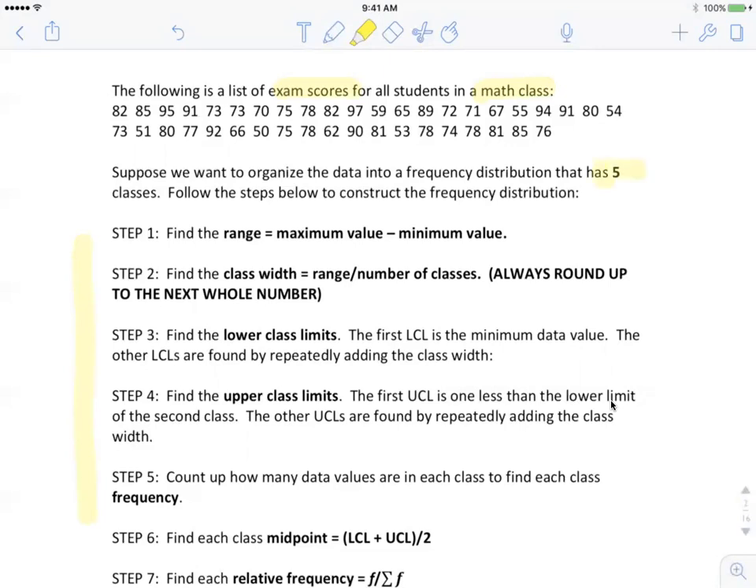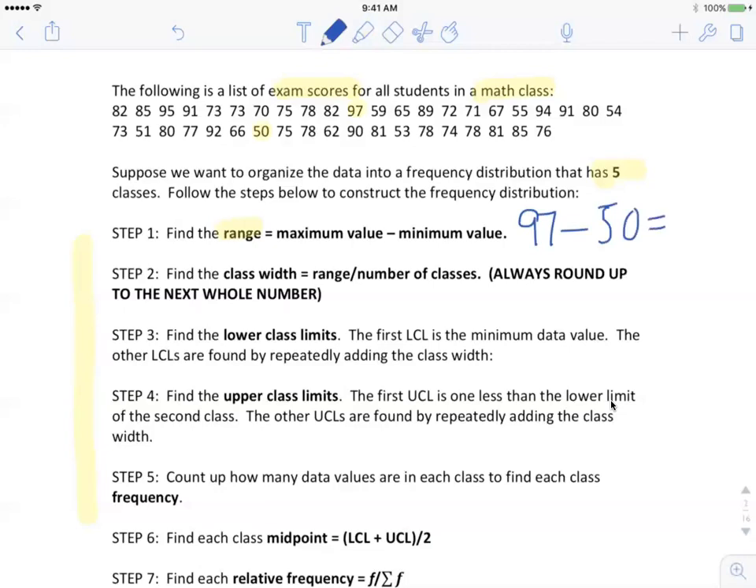The first step is you want to find what's called the range. The range is the maximum score minus the minimum score. So I got to hunt for those. If I'm looking through my list of values, I just want to find the biggest one, right? And that's that 97 right there, right? So the maximum value is 97, and I'm going to subtract the minimum value, which I see a 50 right there. So I think that's the smallest one.